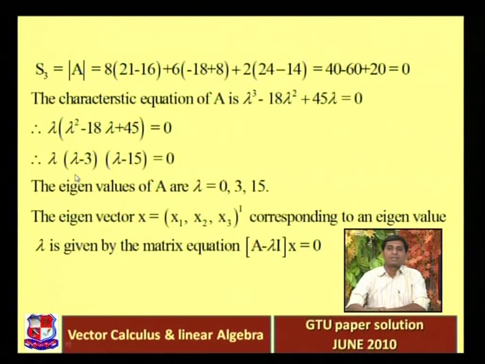So basically you will get 3 eigenvalues, 0, 3, 15, and corresponding to these 3 eigenvalues, you have to find the eigenvectors, right? So definitely you will get 3 eigenvectors, because you have 3 distinct eigenvalues. Okay, so let's try to find the eigenvector. The eigenvector x = (x1, x2, x3) corresponding to an eigenvalue lambda is given by the matrix equation (A minus lambda I) x = 0, right?